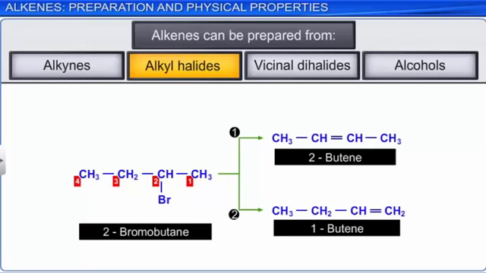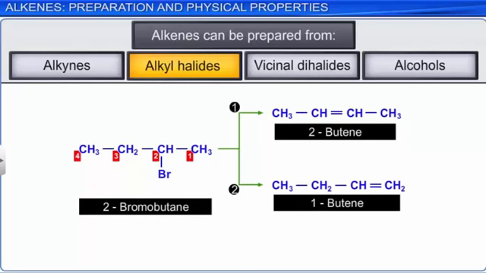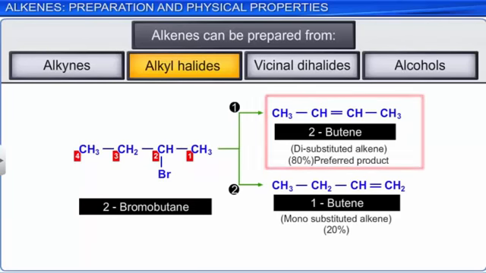Saytzeff's rule states that elimination will predominantly proceed to the formation of olefin in which the double bond is highly substituted. In other words, the hydrogen atom will be removed from the carbon atom possessing lesser number of hydrogens.